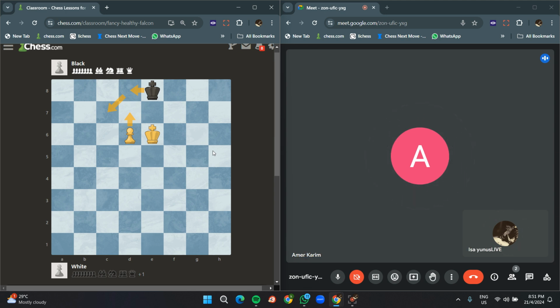Okay, let's go further. Okay, what do you think now? Coming to some. Okay, white to move. What do you think? You have to play with white. Yes, white to move. And now, yes, very good, very good.